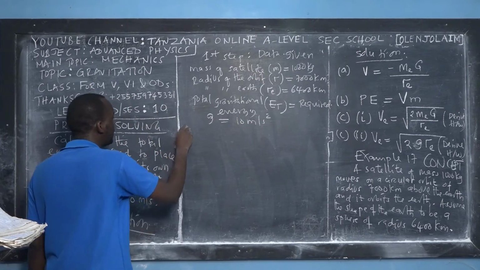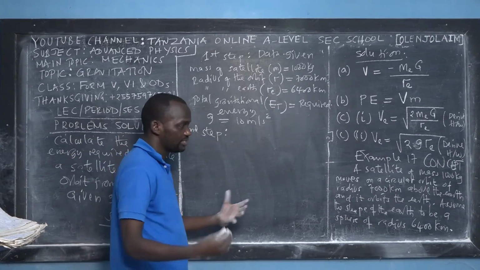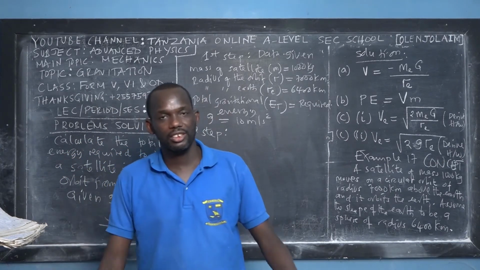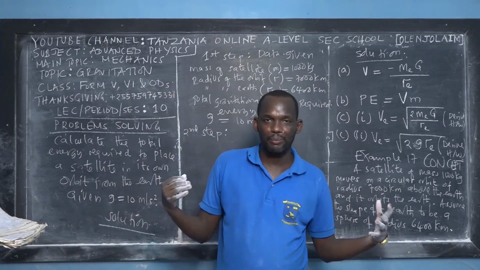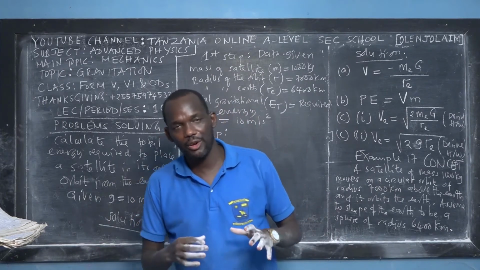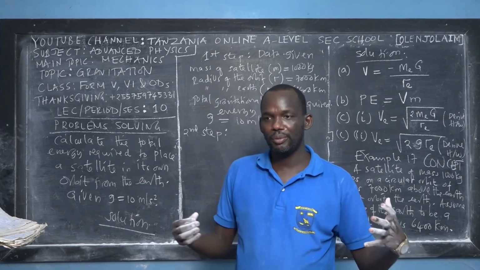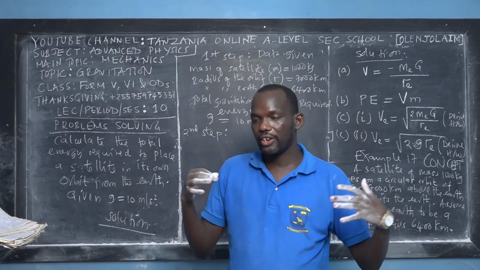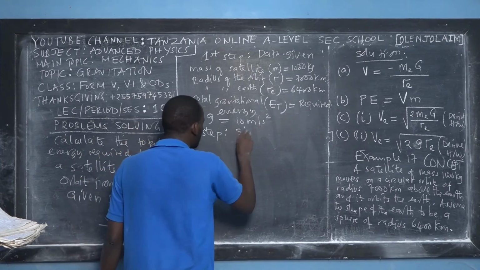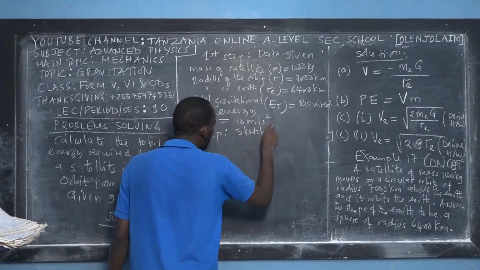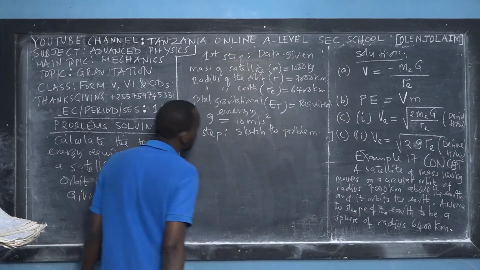That is a fundamental step. Let us go to the second step. In physics, whenever you are given problems, think about how you can sketch the problem, sketch diagrams, to simplify and to see where you can start from. So the second step is to sketch the problem. Let us sketch the problem.